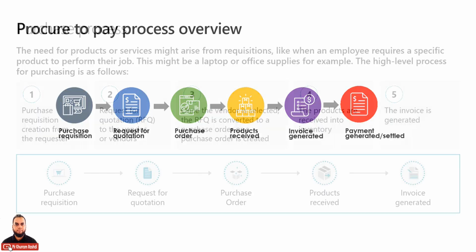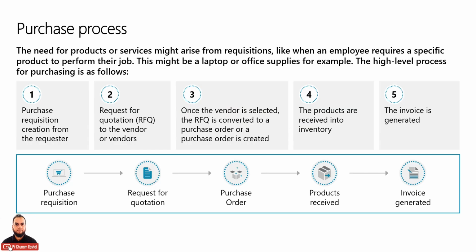And now coming to the next slide, here we are talking about the purchase process. In the purchase process, when an employee requires a specific product to perform their job, this can be a laptop, office supplies, or any other item or inventory or stock needs or services needs, as per the company scenario. So the first step will be purchase requisition, which is created by the requester, and then the RFQ is generated, and it is sent to the vendor or multiple vendors.